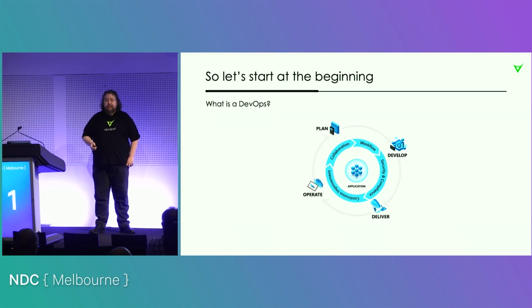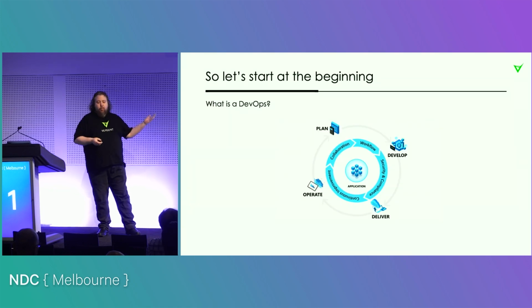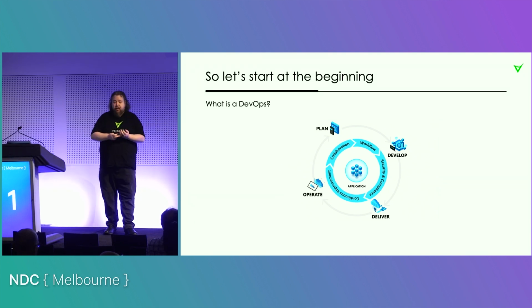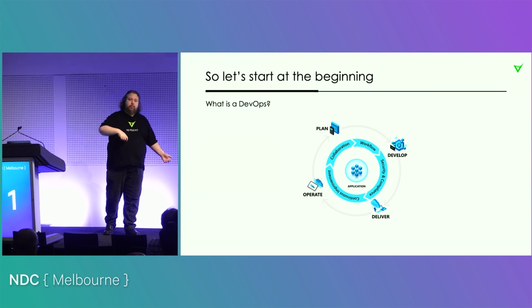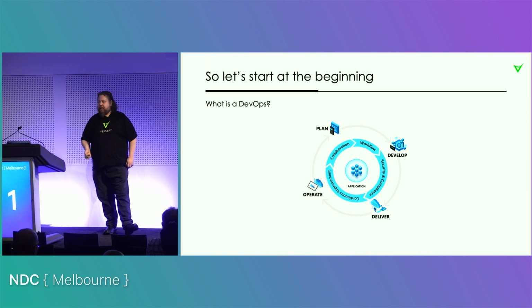All right, so let's start at the beginning. What is DevOps? Hopefully everyone's aware of this picture where we have our plan, collaboration, we go into workflow, we develop, we deliver, we operate, and then we go back into plan. And we just keep cycling around.